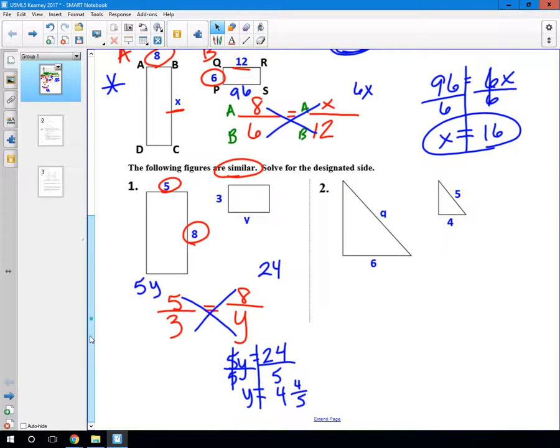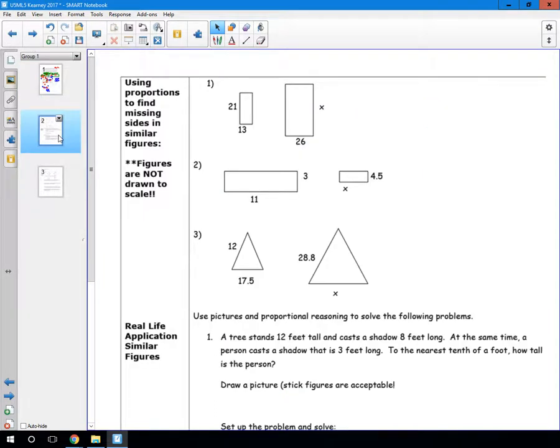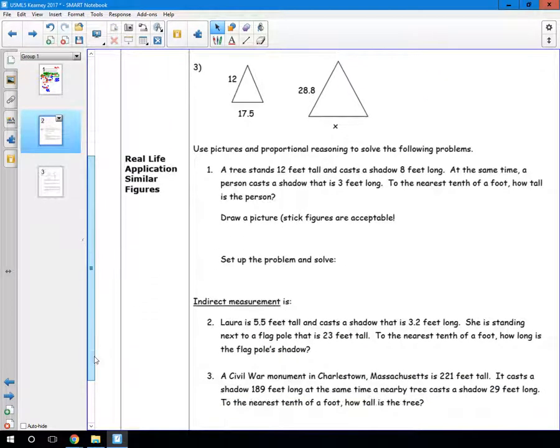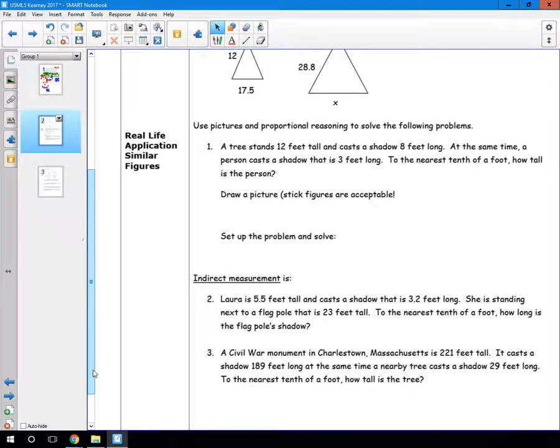Now, what I'd like for you to do is go to the right side of your paper, and we're going to take what we just learned and put it in a real-world situation. Something called indirect measurement. So indirect measurement is basically exactly what it sounds like. You are trying to measure something indirectly. So let's say that you wanted to know how tall a tree was, but you can't reach up and measure the tree. So what you could do is use similar figures to help you.